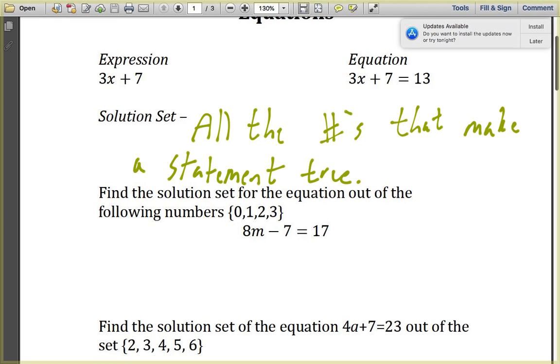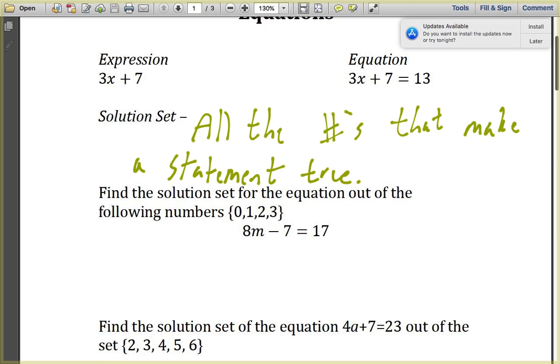Meaning, like for this one right here, subtract 7, I get 6, so 6 divided by 3 is 2, so 2 would be my solution set, because it's the only thing that makes that equation work.